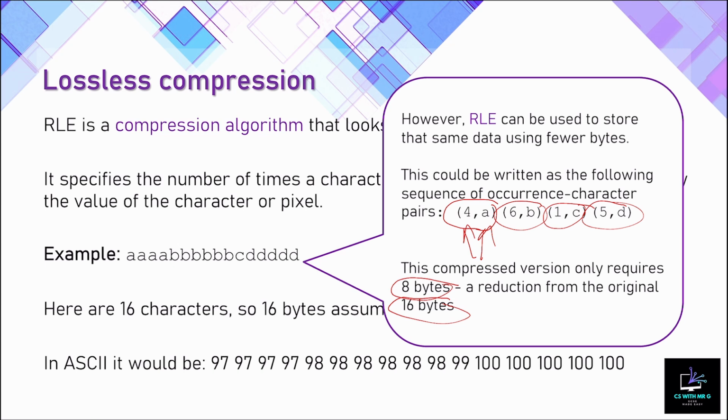And the difference to lossy compression is that here, no data is lost. We can quite clearly recreate the file by simply printing out 4 A's, 6 B's, and so on and so forth. No data will be lost.